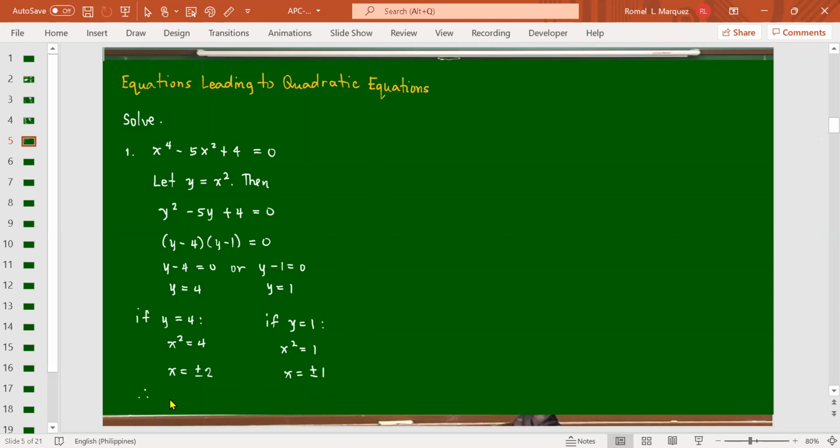So there are how many roots? There are 4 roots. So the roots are 1, -1, 2, and -2. We can also write the solution set. Let's say you're asked for the solution set. So the solution set is given by this: the set of all x such that x is equal to 1, -1, 2, or -2. Okay? So this is the solution set.